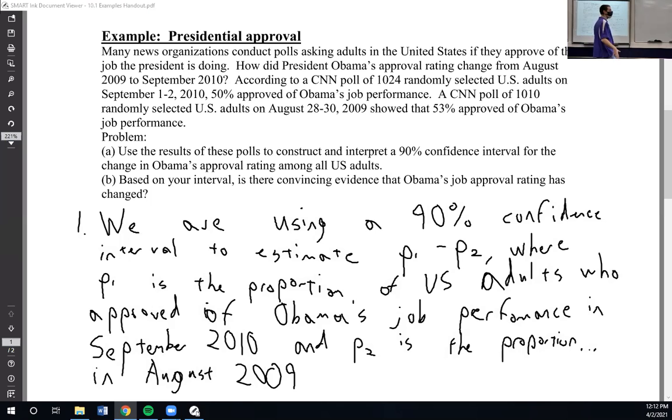Remember, for hypothesis tests, you still define your variables for P1 and P2, but you also state your null and alternative. That's what you're stating. In confidence intervals, you're going to start with, we are using a 90% confidence interval to estimate. Again, it does not matter which one you make P1 and which one you make P2, as long as you keep them straight in step 3, and as long as you define and distinguish which one is P1 and which one is P2. And this is where we're doing that in step 1.